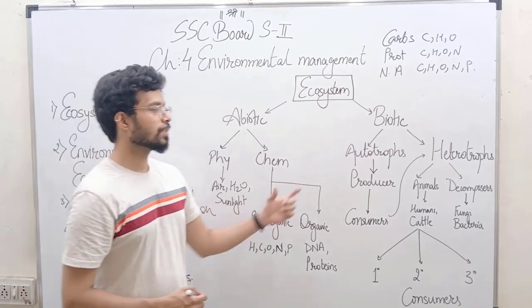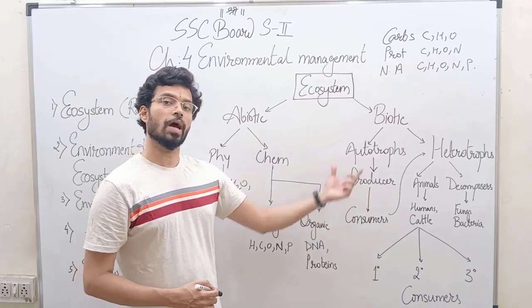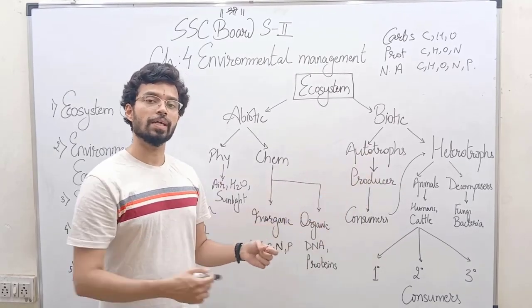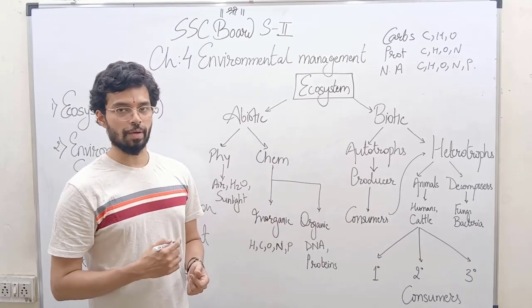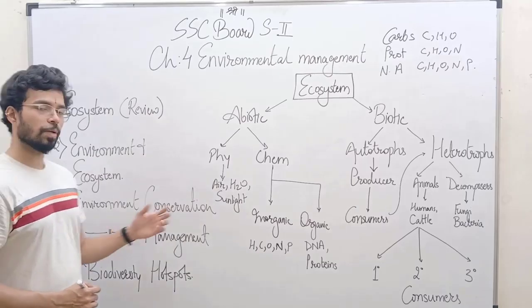Now, how this consumerism happens in animals with reference to autotrophism and heterotrophism, I will explain to you with the help of an interesting schema. So I hope you have made a note of all this. Just give me some time to prepare them.